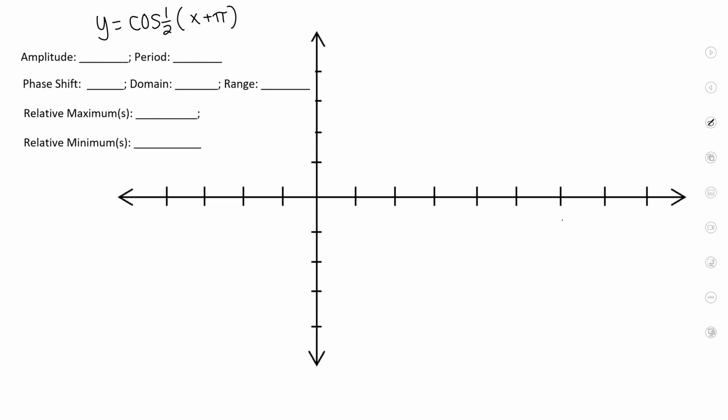Everyone, please write this down. A cosine (bx minus c) plus d.